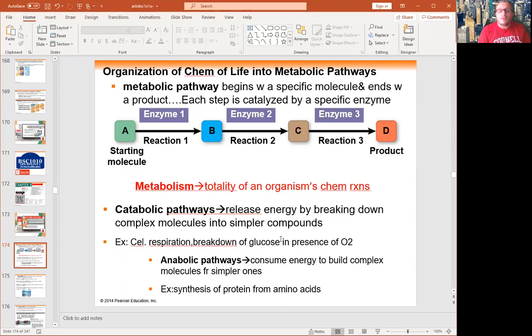That can be catabolic pathways, which release energy by breaking down complex molecules. An example is cellular respiration of glucose with oxygen. Versus anabolic pathways, which consume energy to build complex molecules from simpler ones. An example would be synthesis of protein from amino acids.